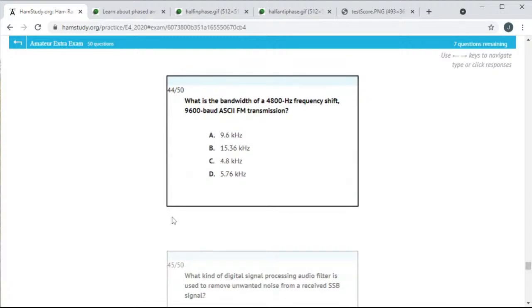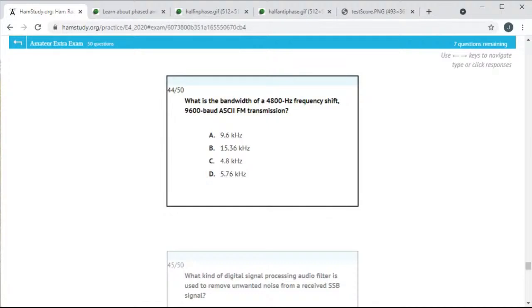What is the bandwidth of a 4800 hertz frequency shift, 9600 baud ASCII FM transmission?